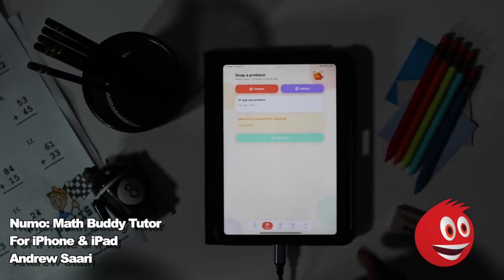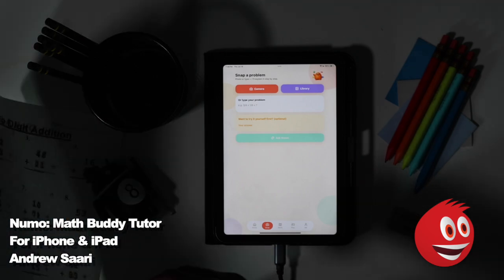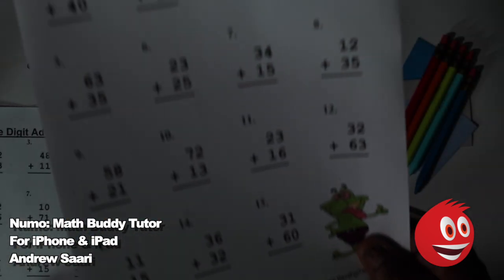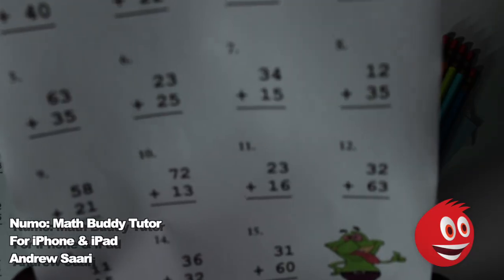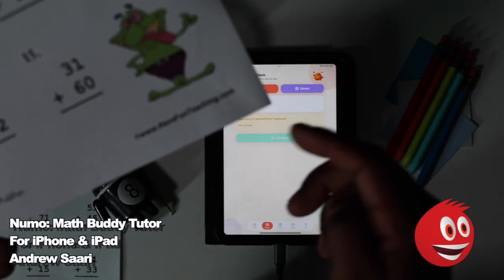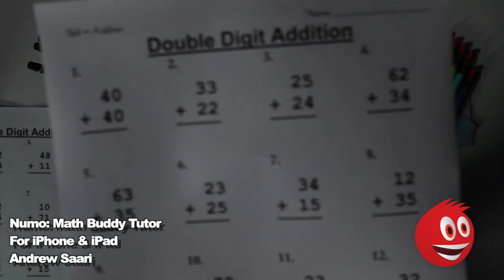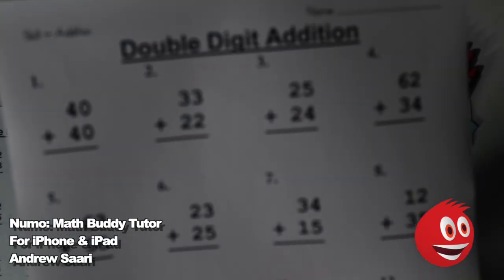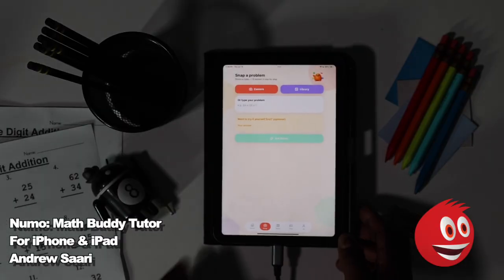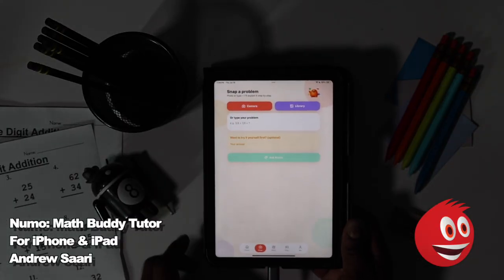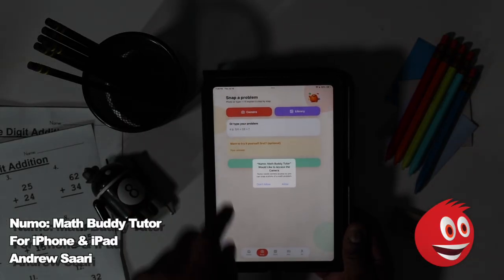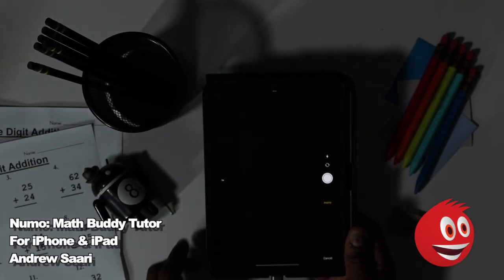Nice and clear. So this is a math sheet that I picked up off of the internet. We should give credit to where it comes from. It says havefunteaching.com. All right, and you can see a bunch of different addition problems here. All right, you can see that pretty well. Now we're going to snap a photo of that. We're going to use the camera here. It says camera. All right, and we need to access the camera. We're going to allow the access to the camera.